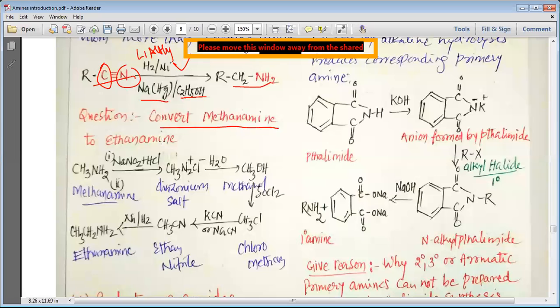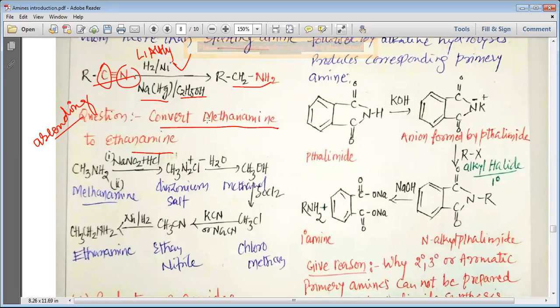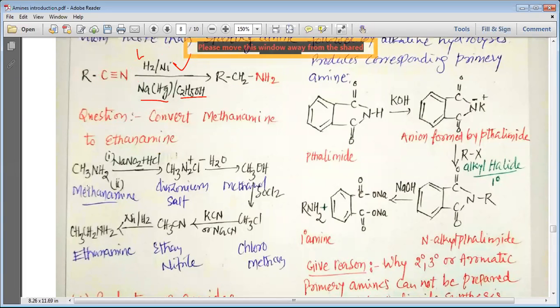Now we want to convert methanamine to ethanamine. So how do we convert methanamine to ethanamine? This is what is known as the ascending series, because my dear students, you can easily see here that methanamine contains one carbon, whereas ethanamine contains two carbons. So let us see how we can perform the conversion very easily. This is a question taken from your exercise.